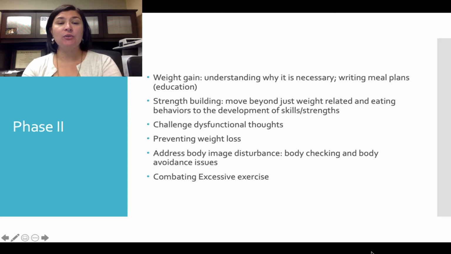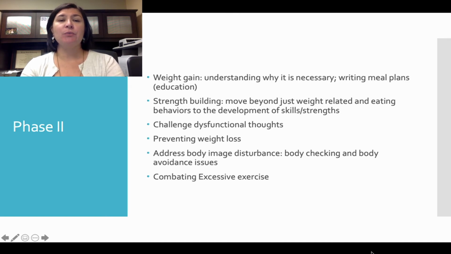In phase 2, the hope is for weight gain, understanding why it's necessary, writing meal plans, and using education as a way to understand how to write meal plans. Strength building, moving beyond just weight-related and eating behaviors to the development of other skills and strengths that are needed to increase self-esteem. In this phase, we're also making sure to challenge dysfunctional thoughts or those cognitive distortions.